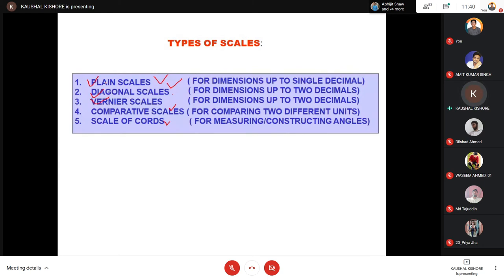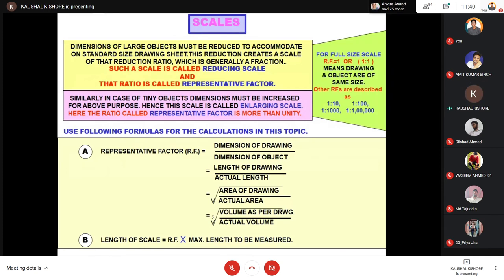Suppose, see the example of the plain scale. You have to draw a 5 meter scale, and with the help of that 5 meter scale, you have to measure 4.3 meters. So how to convert, or what are the parameters? Which parameter is used for this type of scale? That parameter is called the representative factor. Okay.